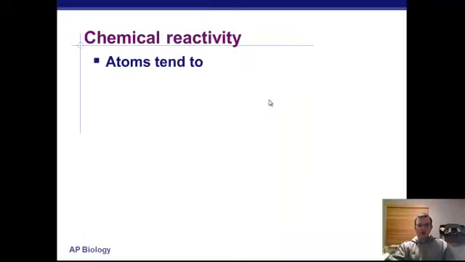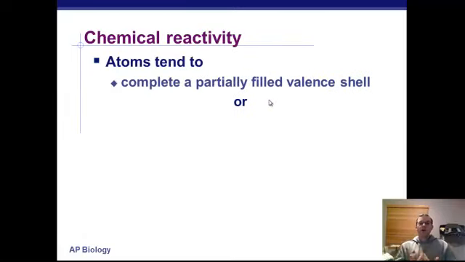All right? Now, when we talk about chemical reactivity, atoms want to do one of 2 things. They either want to fill their valence shell or they want to empty their valence shell. Well, what the heck's their valence shell? Just a reminder, their valence shell is their outer set of electrons. So they either want to have a full set of outer electrons, and typically we talk about them wanting 8, unless it's hydrogen or helium, then they want 2.